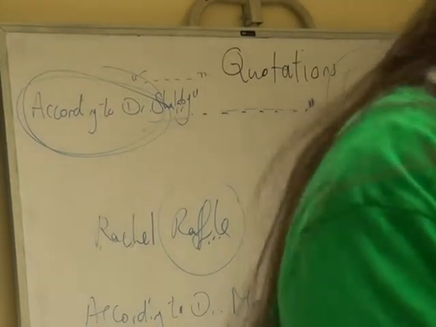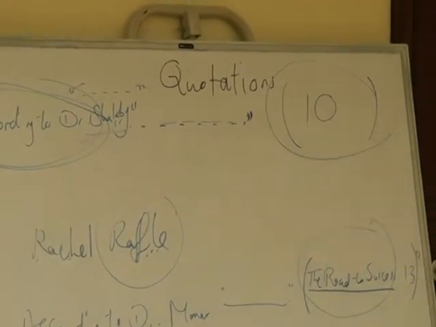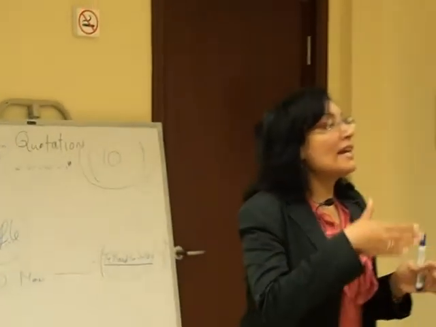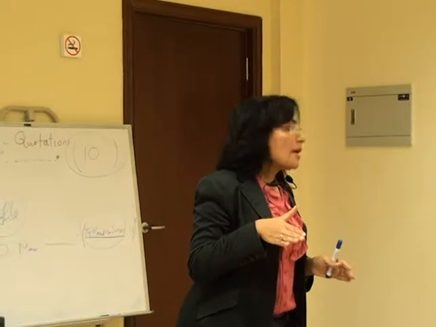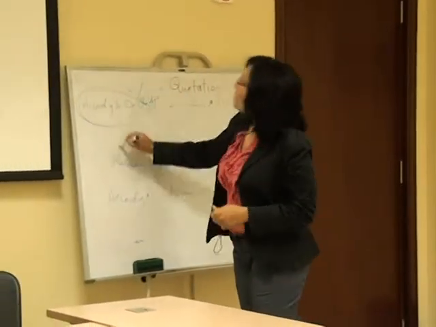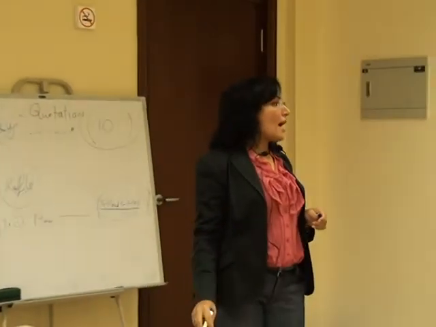That's one way of documenting, right? I.e., mentioning the name of the writer, giving credit to him or her so that I avoid plagiarism, right? But what if I don't want to mention the name of the writer before I start my quotation? What do I do?